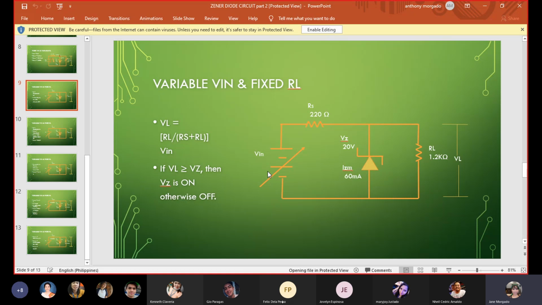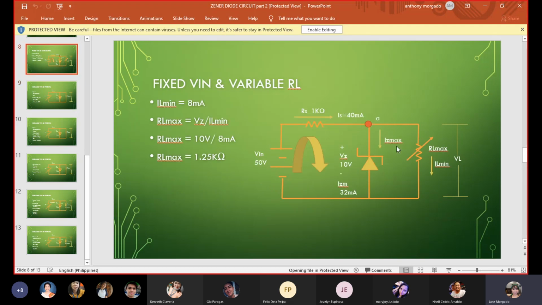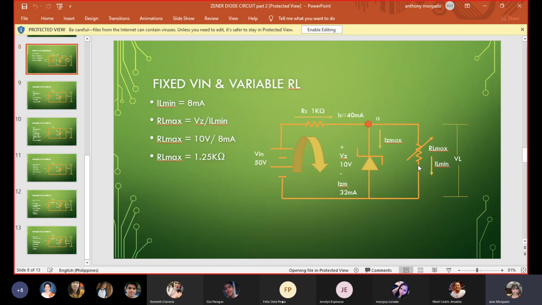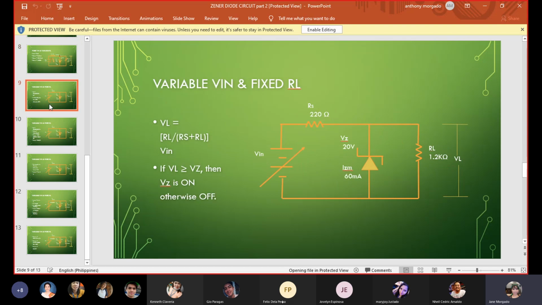The second one, the one earlier, is fixed input and variable RL. This third one is variable input and fixed RL. We can't do this in the activity because you don't have a variable supply at home. But I think you can find a way, the potentiometer. You can buy those for around 25 pesos. Okay, so we have variable input and fixed RL.